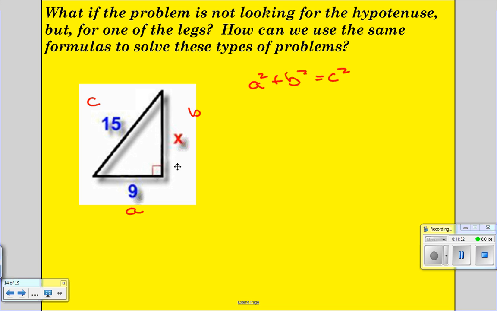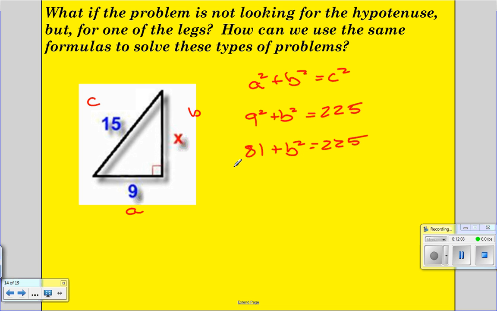We know it's a right triangle, so b squared plus a squared has to equal c squared here. A is 9, so 9 squared plus b squared, we don't know what that is, equals 15 squared, which is 225. Okay, now 9 squared is 81 plus b squared equals 225. Okay, so when we're looking at this, remembering how to solve an equation, we need to get our variable by itself. So we want b squared to be by itself.